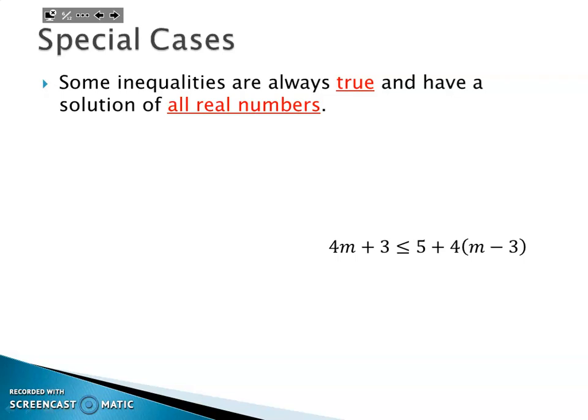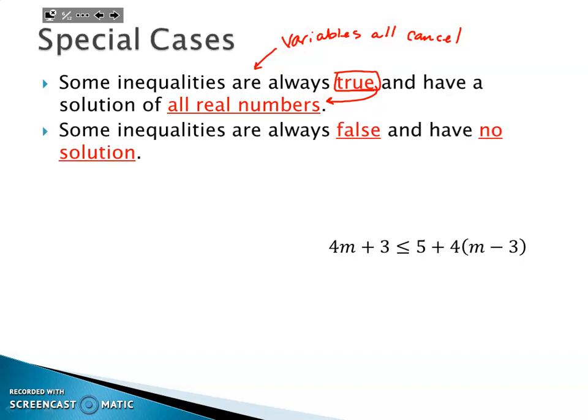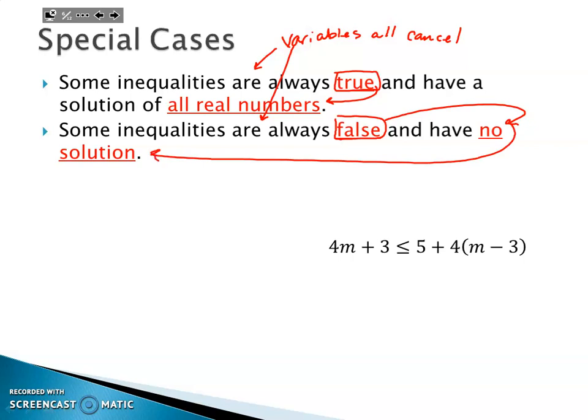Sometimes when you do an inequality, you will get something that is always true. Basically what I mean by always true is your variables all cancel. That will happen sometimes. Sometimes your variables will all cancel, and you're going to be given a statement that is always true. If you get a statement that is always true, your answer is going to be all real numbers. Any number will work. It is also possible that all of your variables cancel and you get a statement that is always false. And if it's always false, that means we're going to have no solution for our answer.